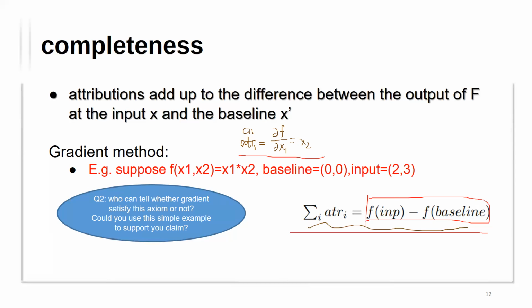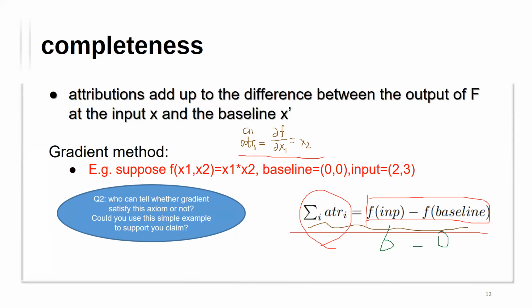Okay, so the value for the input is 6, right? Yes, so the value should be 6. Then you calculate this one. You have calculated these two, then you calculated the sigma on attribute.